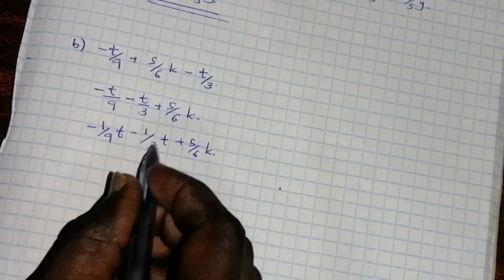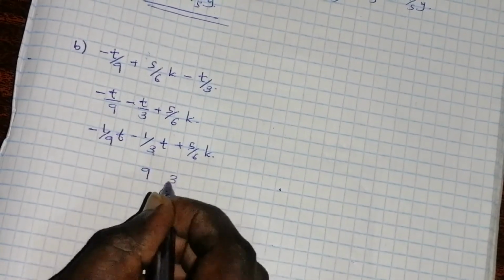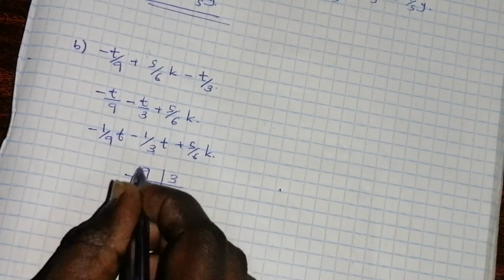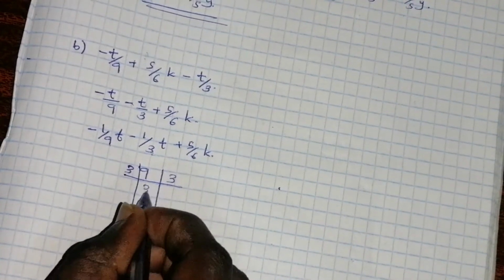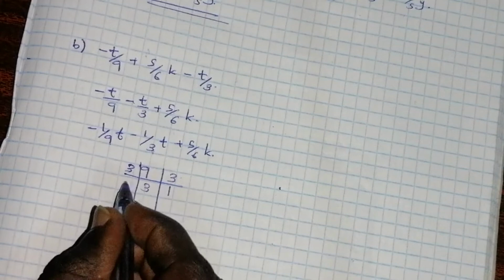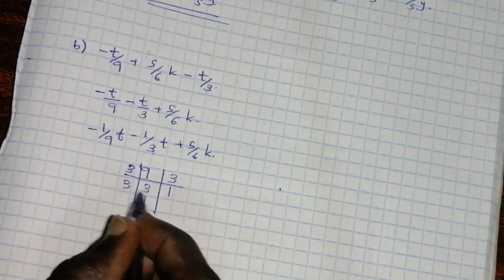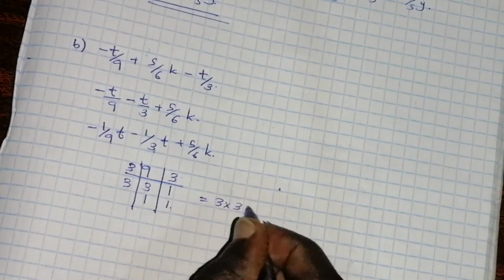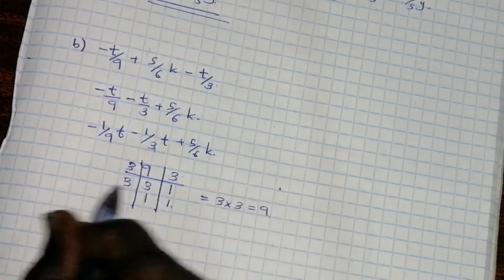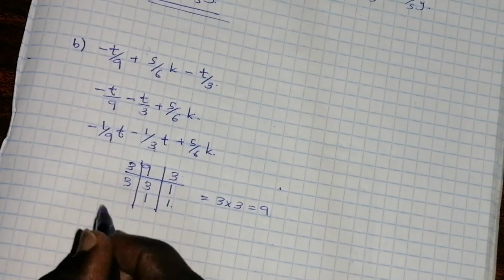And how do I find the LCM? I just write 9, 3. So I start with the least number. 3 goes into 9 3 times, 3 goes into 3 1 time, 3 again goes into 3 1 time. This one is 1. Therefore the LCM will be 3 times 3, which is equivalent to 9. So the LCM of 9 and 3 is just 9.